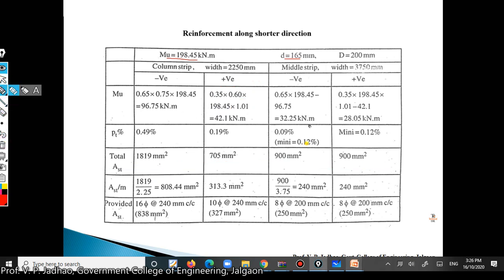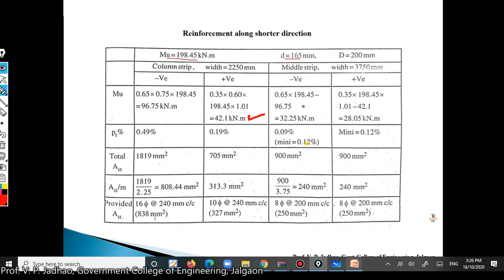So multiply this value with 0.6, and then we had this beta factor, that is 1%. You can also consider this beta value here, that is the correction which was due to pattern loading. So here we have multiplied this with 1.01. If the value is very low, you can also neglect this value. So this bending moment comes out to be 42.1 kilonewton meter.